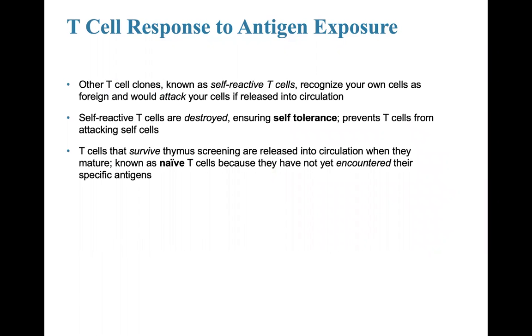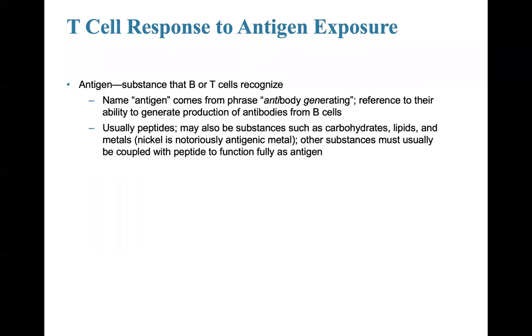Other T cell clones are known as self-reactive T cells. These will react to your own cells as foreign substances and would attack your cells if released into circulation. Self-reactive T cells must be destroyed, ensuring self-tolerance and preventing T cells from attacking the self cells. T cells that survive the thymus screening are released into circulation when they mature, and they are referred to as naive T cells, because they have not yet encountered their specific antigens.